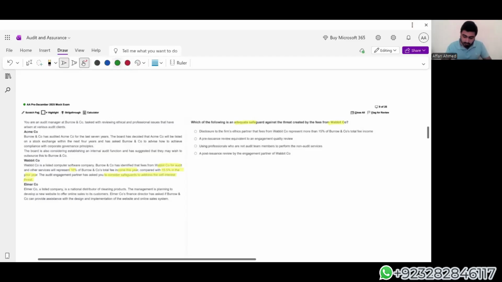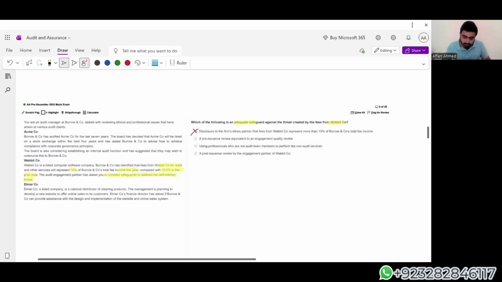First of all, disclosure to the firm's ethical partner that fee from Audit company represents more than 15% of Burrow Company's total fee income. So disclosure is important, but it is not a complete safeguard. It is a safeguard, but not a complete one. What good would it do by just disclosing it if I'm not taking any relevant actions? So I would take relevant actions as well. So the first option won't be correct.